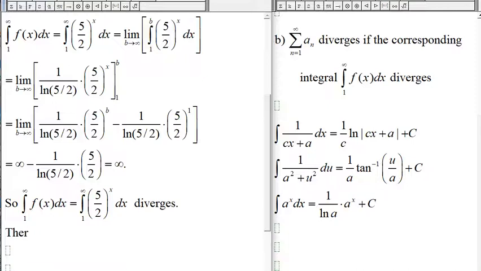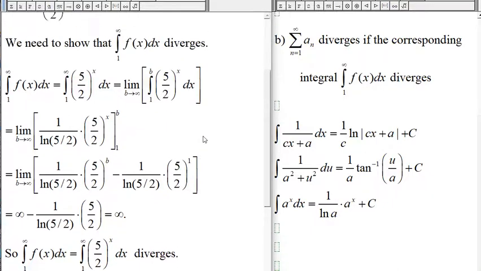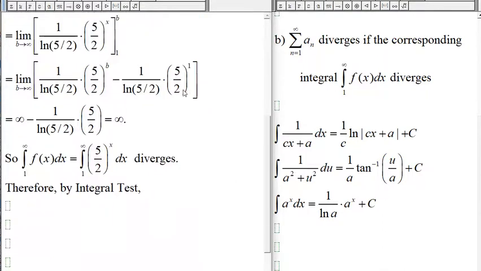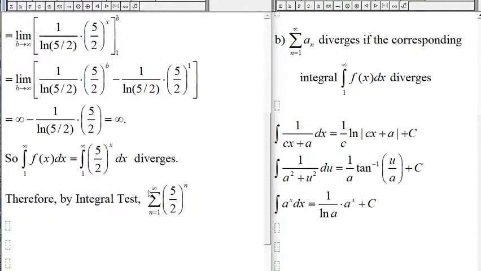And therefore, by the integral test, the corresponding infinite series diverges also.